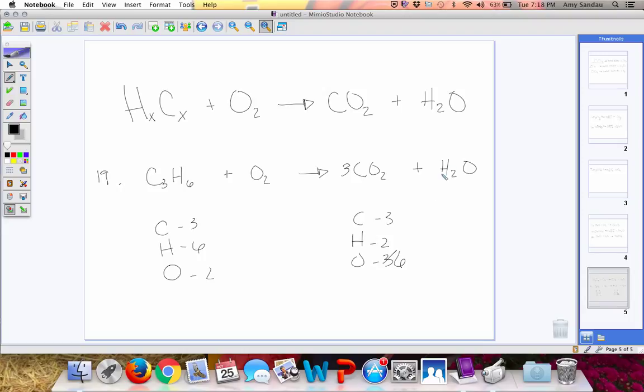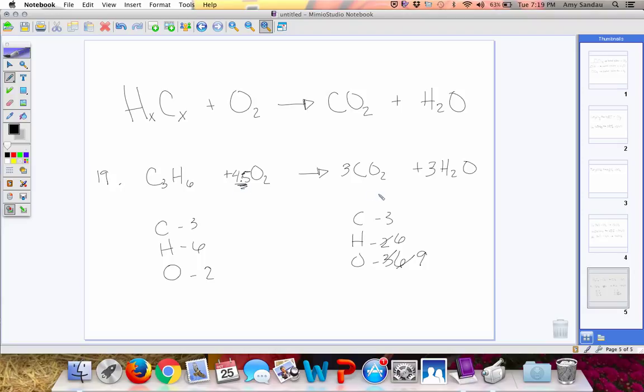So the next thing that I do then, since my carbons look good, is I'm going to do my hydrogens. I have 6 on this side, so to make this side 6, I have to multiply it by 3. So when I do that, that makes 6, but it also messed up my oxygens. So now I have 6 plus 3 oxygens, so that's a total of 9 oxygens now on this side. Well, this is kind of screwy because I only have 2 on this side, I have 9 on this side, and they don't match very well. If I put a 4 here, then that would be 8, which isn't quite enough. But if I put a 5 here, that would be 10, which is too many. What I really want to do is put a 4.5.